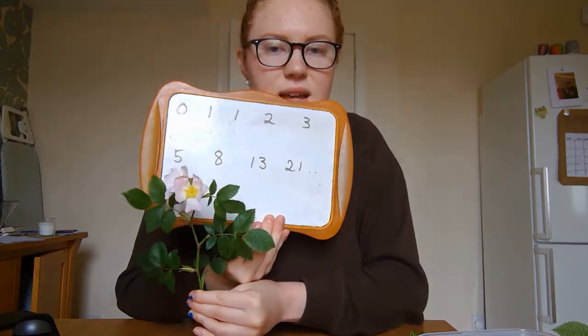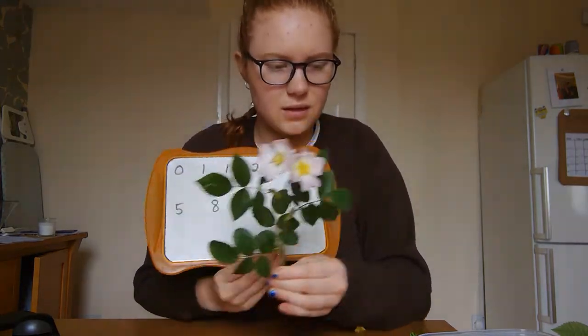This is called a dog rose and is very common to see on the edge of paths and in hedges. Let's try and count the petals. 1, 2, 3, 4, 5. So this has 5 petals and 5 is a Fibonacci number.